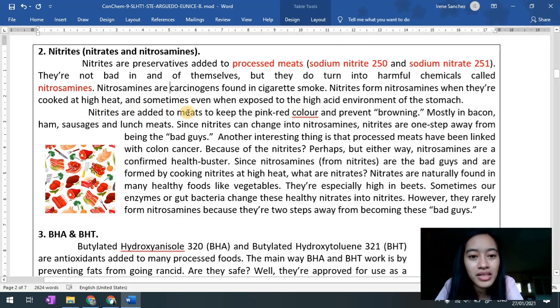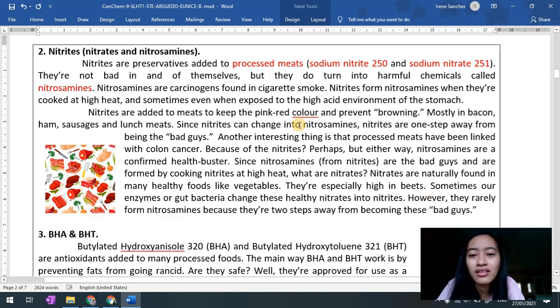Nitrites are added to meats. There's a purpose though, to keep the pink red color and prevent browning. So it looks fresh on the outside, that's why it's added. Mostly in bacon, ham, sausages and lunch meats. If you've tried bacon, right? It looks so red. Some of them use coloring, some of them use nitrite preservative.